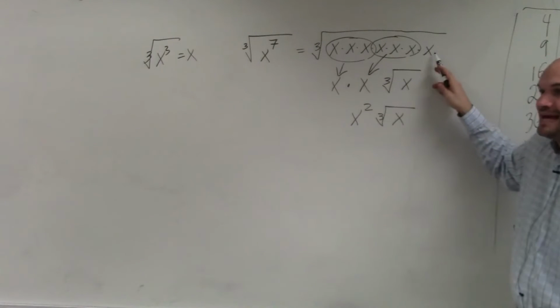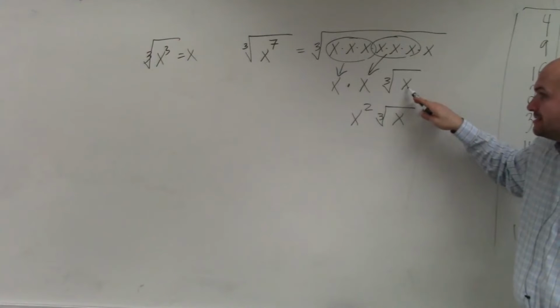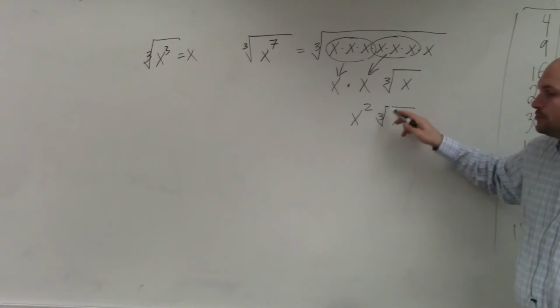The cube root of just x, I can't take the cube root of just x. So therefore, that's going to remain as the radicand. So therefore, I have x squared times the cube root of x.